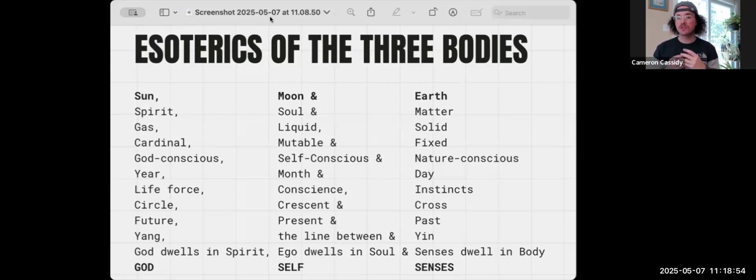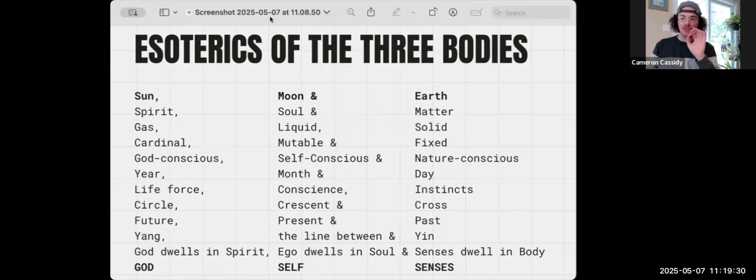Okay, then we have the moon, which is the soul. It's the personality complex of the individual that makes you you and not someone else. So this is the state of matter of liquid. It's the mutable energy, and it's self-conscious. Okay, the moon's motion corresponds to a month. It is not just the life force, but it's the conscience that animates the life force into individuality. Its shape is, of course, the crescent. It represents the present, and it is also symbolic of the line in between the yin and the yang. So we have the light and the darkness.